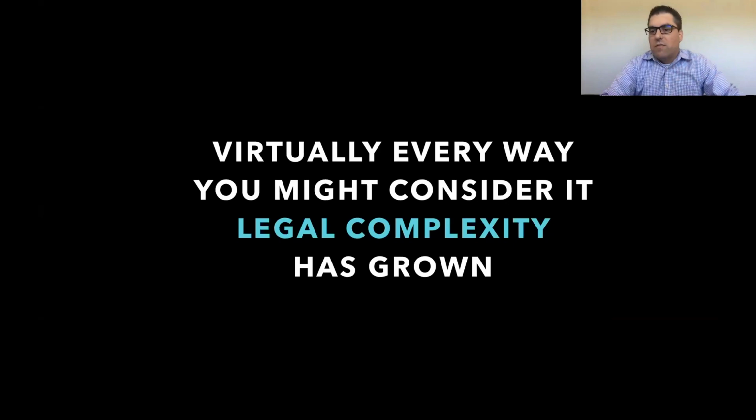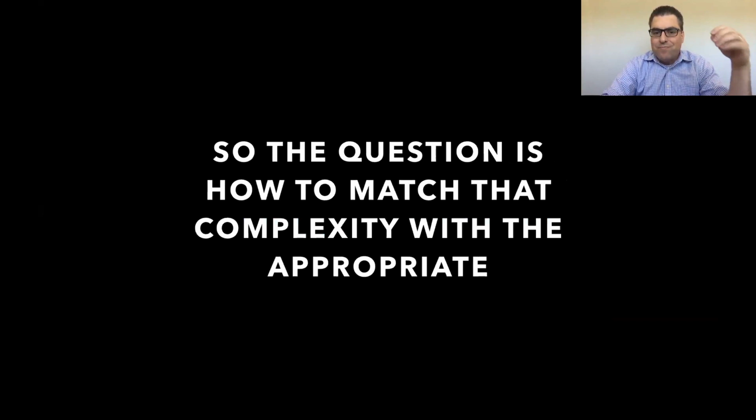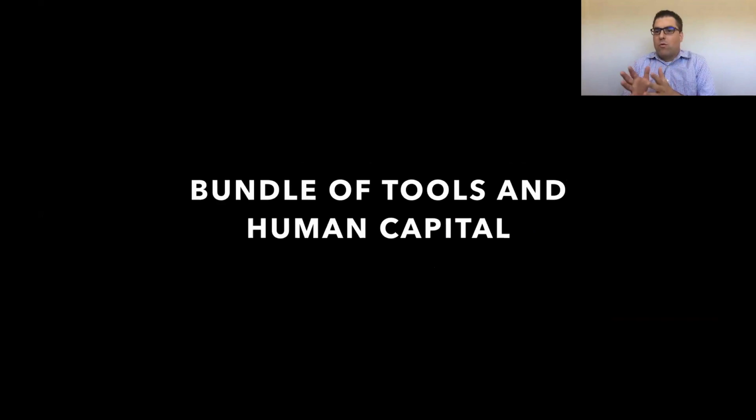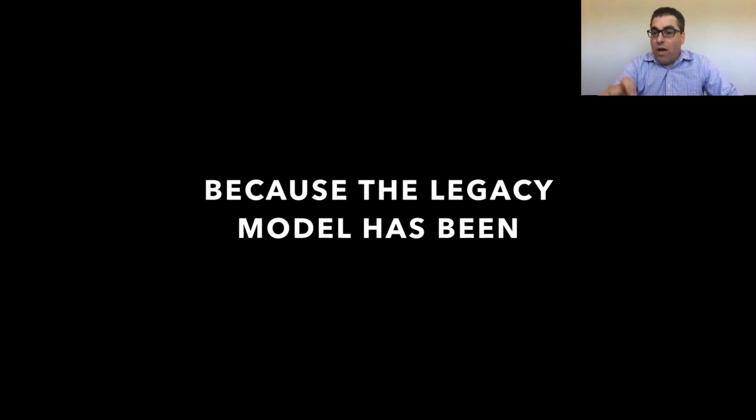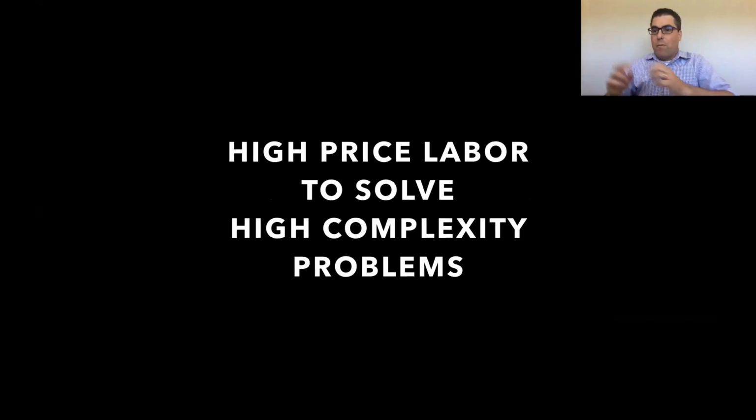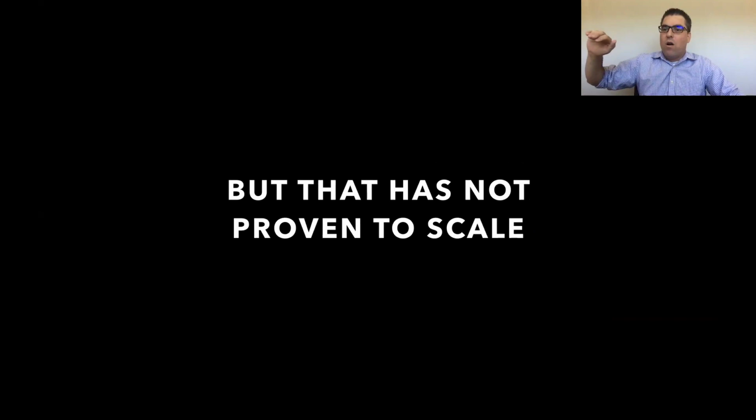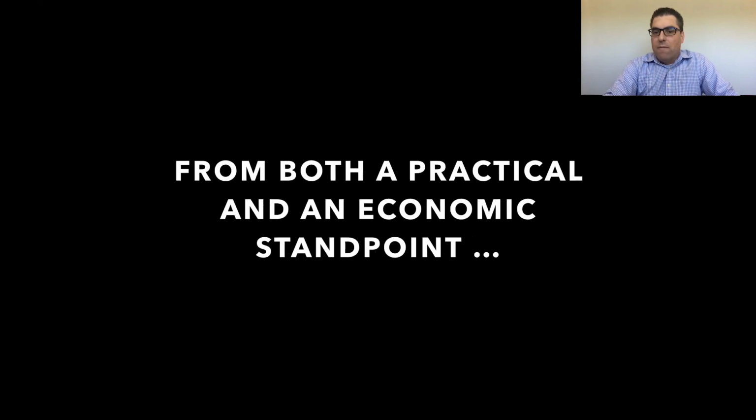But the idea is, in virtually every way you might consider it, we've had growth in legal complexity over the past decades. And the question is, how do you match that growth of complexity with the right tool, the landscape of tools and human capital: people, process, technology? The legacy model, just to put it in relief, is to just put more people on it. You use high cost labor to solve high complexity problems. The challenge is, if complexity keeps going up, you either keep paying more and more, or you have to find a way to work differently. And just putting more people on it has not scaled particularly well from a practical or an economic standpoint. It broke, in a sense, in the 2010s. And so people are beginning to learn how to work differently.